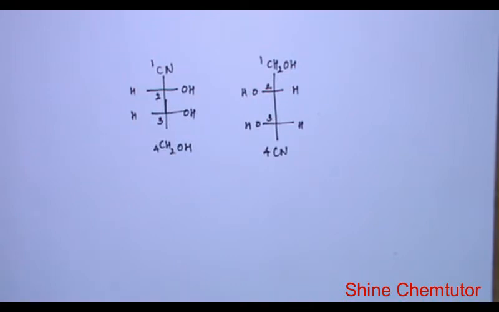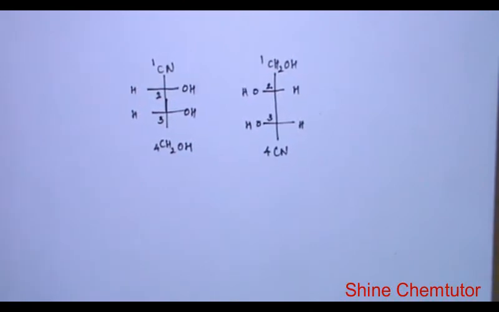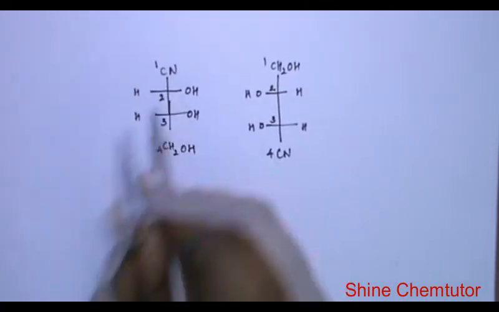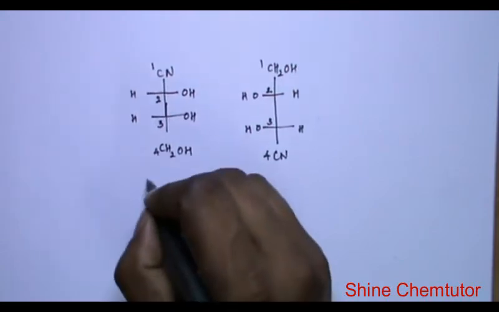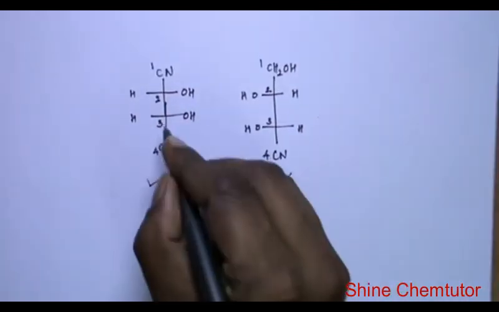In Fisher projection, generally we represent the carbon with higher oxidation state on the top. The numbering should start from CN, not from CH2OH. So that is the basic concept. Compared to CH2OH, that is alcohol, CN will get higher priority. So this numbering is correct. This one is wrong. Now, what about this chiral center?